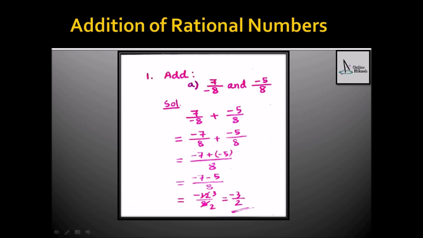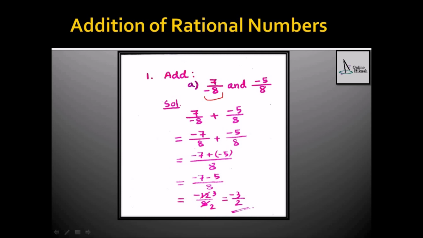This is the first: addition of rational numbers. In the case of rational numbers, we know that they are basically in the form of p by q. P by q means like a fraction, where p and q both are integers. But note that q, that means the denominator, cannot be 0. Now coming to the question: add 7 by minus 8 and minus 5 by 8. In this question, we will make the denominator positive first.